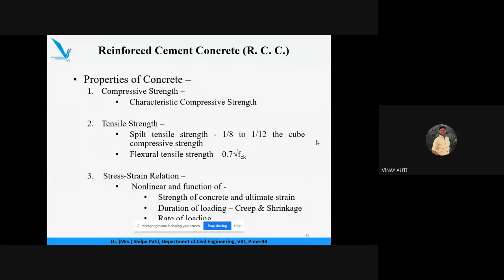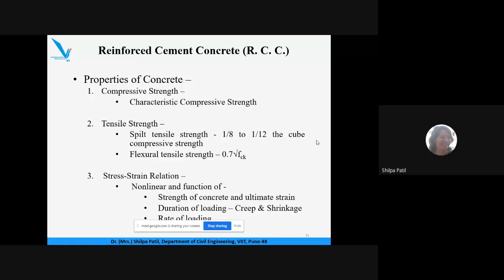It is done by casting cubes of 150 mm by 150 mm, and then they are placed in the CTM. Casting cubes of 150 mm, not centimeter, okay, 15 centimeter or 150 mm cube. The cubes are cured for 28 days and then tested in the CTM. Correct. So what kind of force do we apply using CTM? Compressive force. So we apply axial compression on these cubes, and we apply the load till failure, and then we find out the compressive strength of the cube, right?